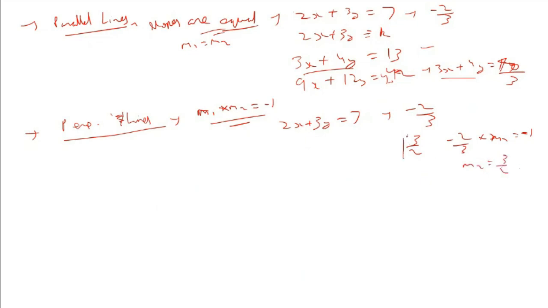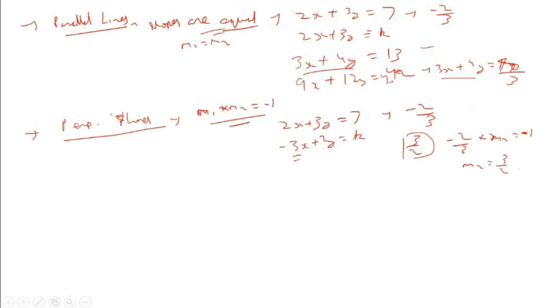So any line perpendicular to this would have the slope of 3/2, which means minus of x coefficient upon y coefficient of this new line should be 3/2, which means the line would be of the shape of -3x plus 2y equal to k. Because what is the slope of this? Minus x coefficient by y coefficient is 3/2.